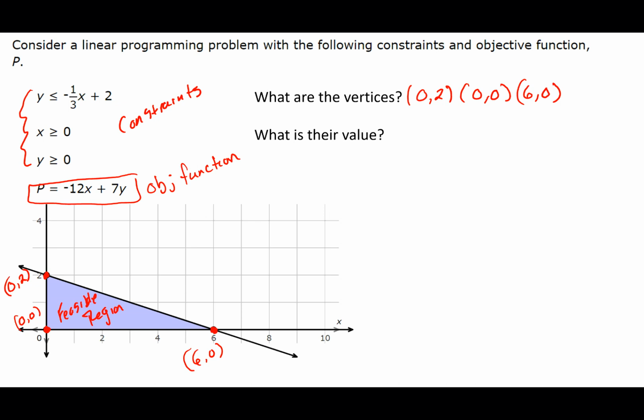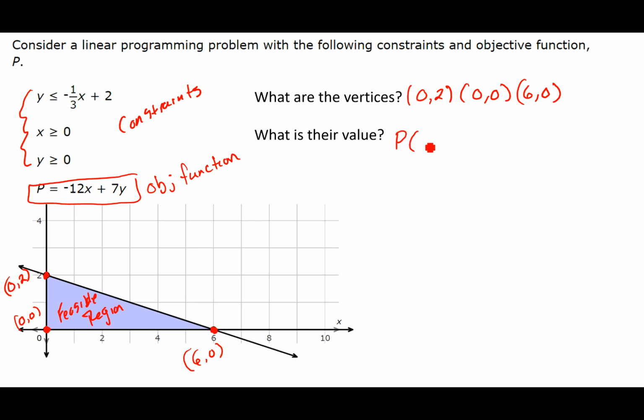Most everything you've done up to this point, if you had a function you're evaluating, maybe it was f of x is 2x plus 5, and you want to find f of 2. You would plug in 2, and that would tell you the value. Well, now we have an x and a y value. Okay, so our objective function is negative 12x plus 7y.